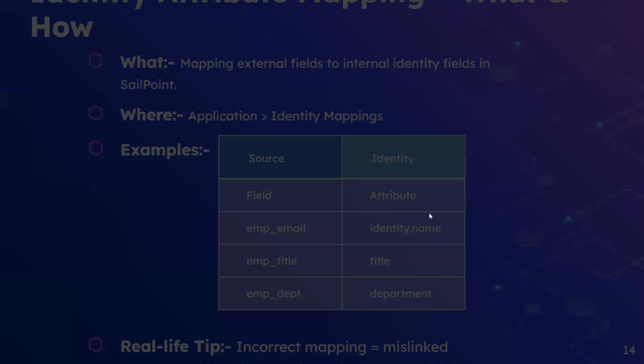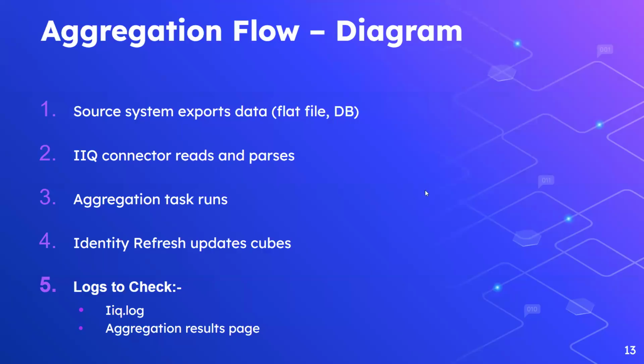Go back to the previous slide one more time. Okay, so the aggregation flow diagram. Source system exports data, could be a flat file or directly from the database. The IQ connector reads and parses the data. The aggregation task runs. Identity refresh updates cubes. And it creates a log of those tasks that were done, and that shows you what was done. Right? Yeah, correct.